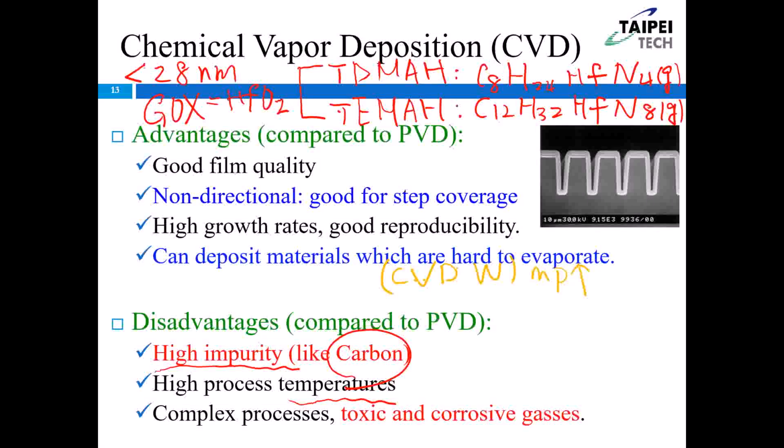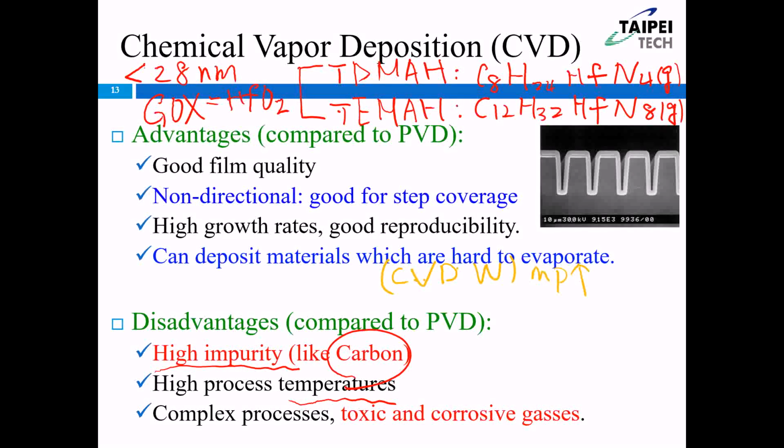So that's the reason we need to monitor the amount of carbon, okay? And also, for the CVD, the precursor is not a very simple compound. Usually all of these precursors are toxic or corrosive gases. I cannot say it's not safe, but I mean you need to have some facility to deal with all of these kinds of gases inside the industry, okay?